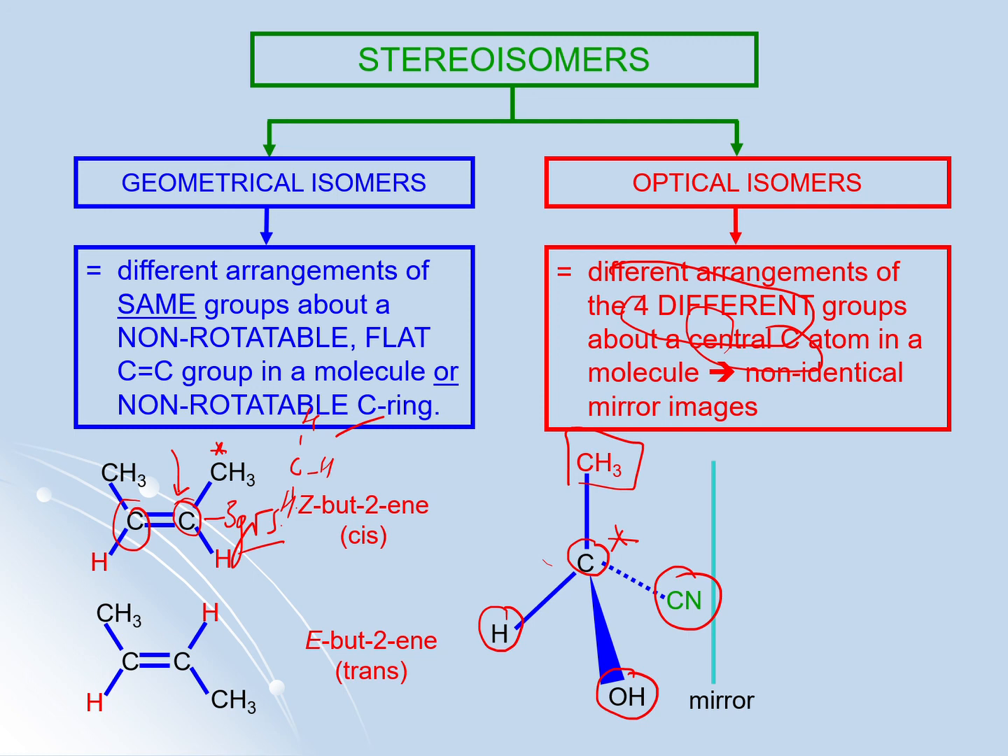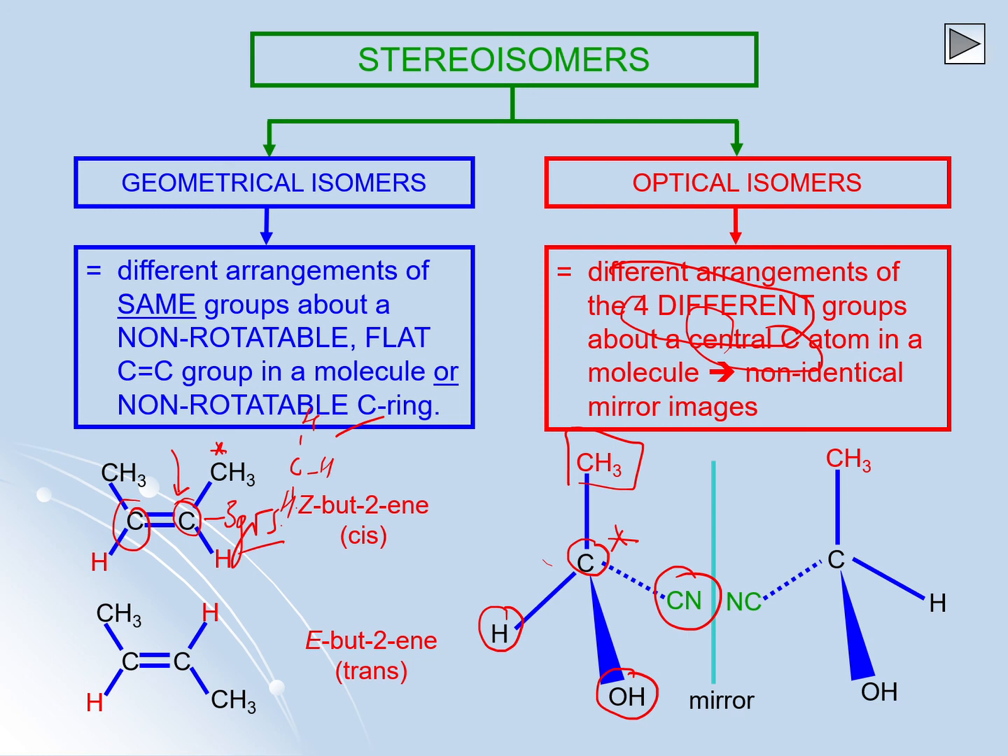Alright, now this molecule then exists as non-superimposable mirror images. Now you might think that if I took that molecule on the left and I took that molecule on the right and I set one directly on top of the other, that they would fit directly on top of each other, but they won't. They are what we call non-superimposable mirror images.